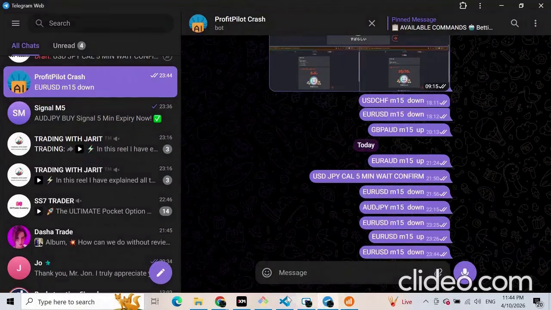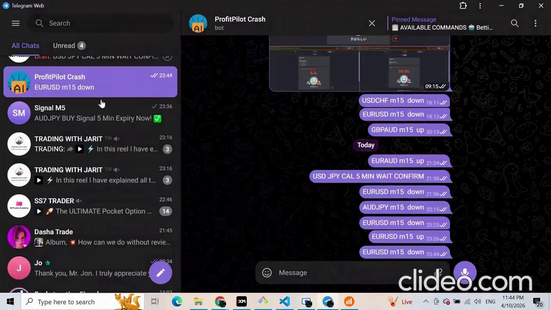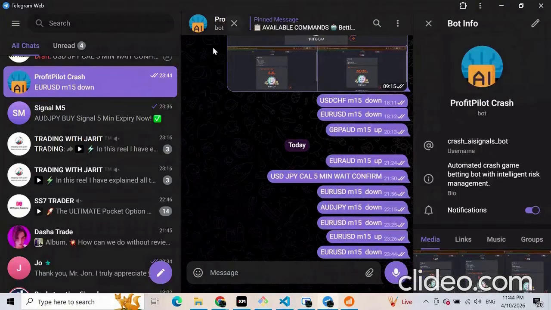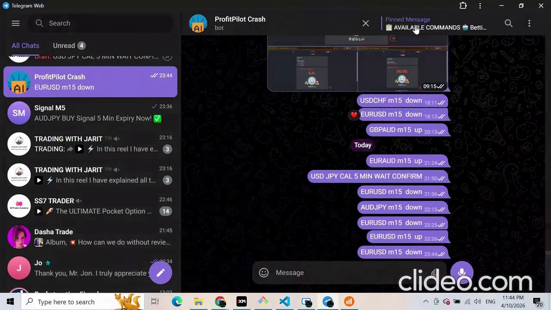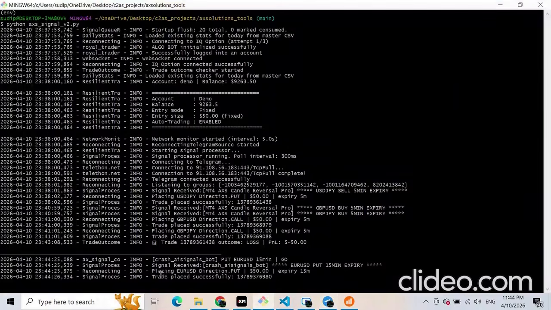submitted. Here you can see the signal is received from Crash AI Signal Spot: put Euro USD 15 minute, right? So this is the Telegram group name. Here you can see the username Crash AI signal bot. So we are getting it from this source, right? And it says trade placed successfully.